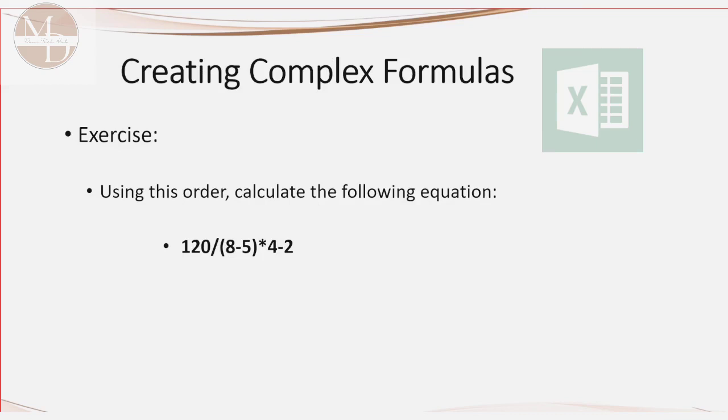Now, let's take our pen. I want everybody to calculate this and tell me the answer before we proceed further. 120 divided by bracket 8 minus 5 times 4 minus 2. So let's try this. If you are done calculating, turn on your mic and tell me the answer.